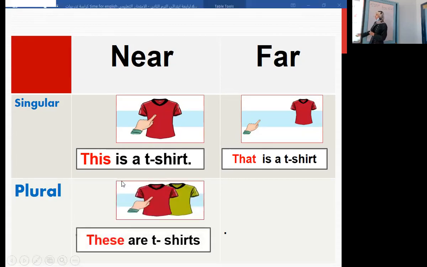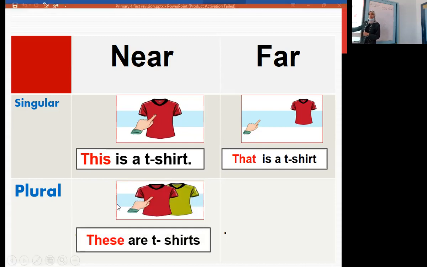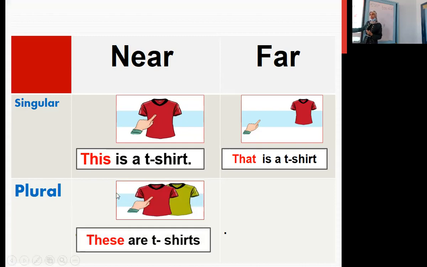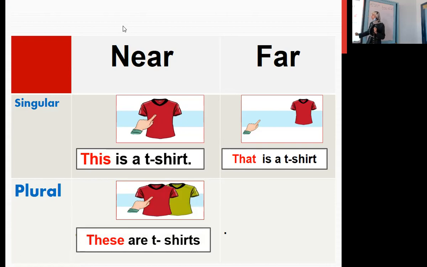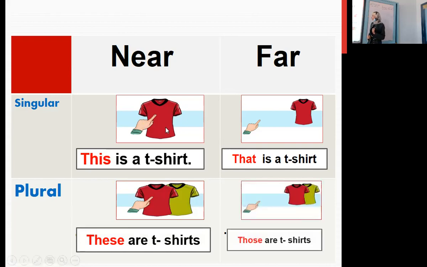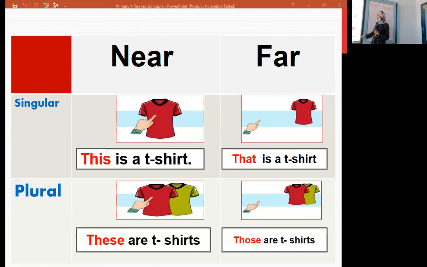Okay. And what about this picture? How many t-shirts are in this picture? One or two? That's great. They are two t-shirts and they are near. So we can say these are t-shirts. What about the next picture? We have here also two t-shirts, but they are far. So we can say those are t-shirts.